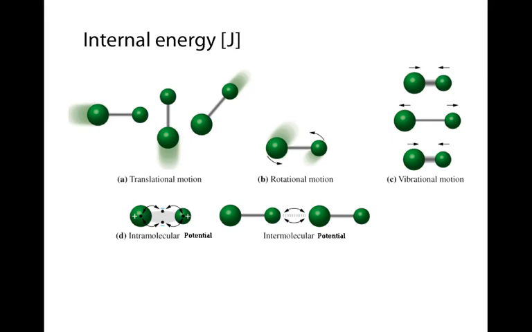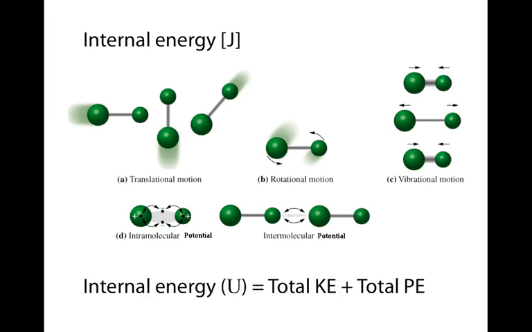In an ideal gas, which is a particular model of a gas we'll use, we'll say there are no bonds, and therefore ideal gases have no potential energy and only kinetic energy, something that will become very important later in the topic. So the internal energy, which is given the symbol U, equals the total kinetic energy plus the total potential energy, and the units of internal energy and kinetic and potential energy are, of course, joules.